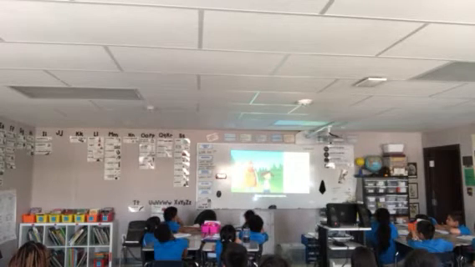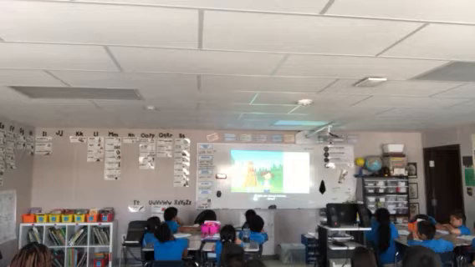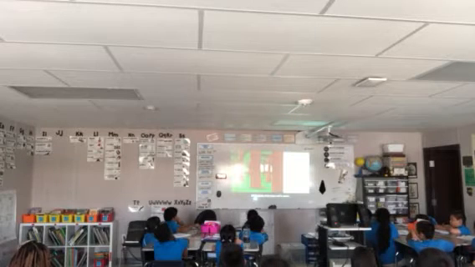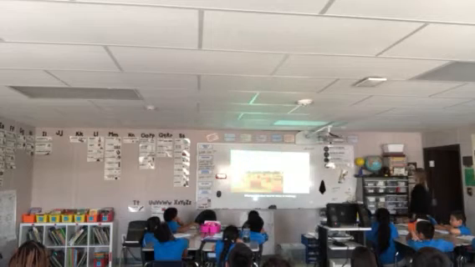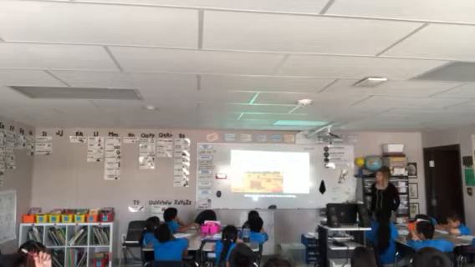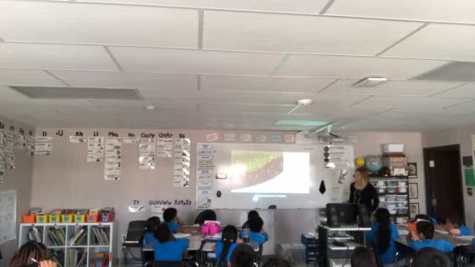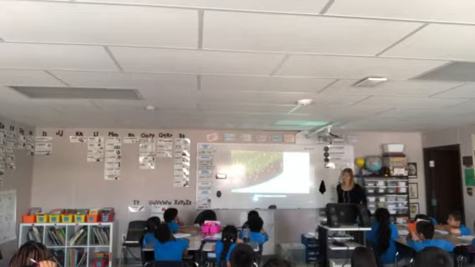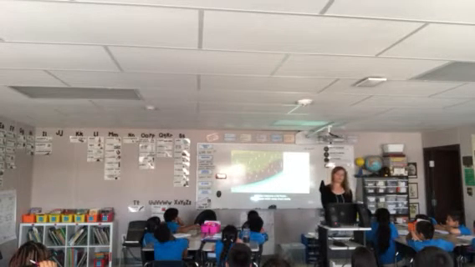People can change land too. Plant roots help keep soil in place. When people clear land for farms or buildings, erosion happens a lot faster. The soil can wash away more easily.